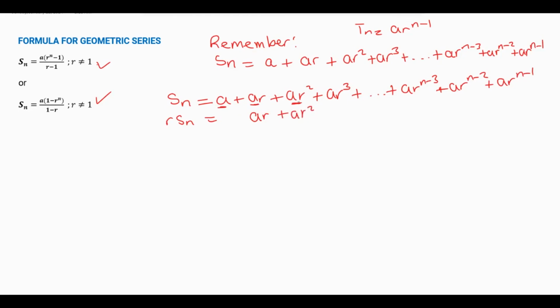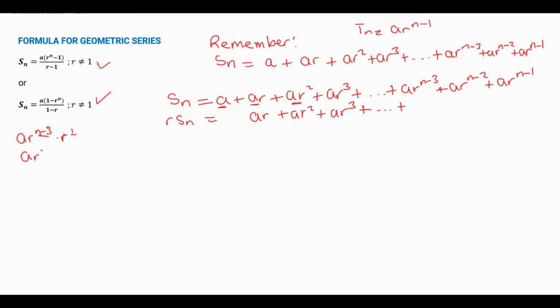Then we have ar squared times r, which is going to be ar cubed. And it's going to go on like that. ar cubed times r is going to be ar to the power 4, plus, and then ar to the power n minus 3, what is it going to be? Let's try to do this one here. ar^(n-3) times r to the power 1. So we're adding the exponents here. It becomes n minus 3 plus 1.